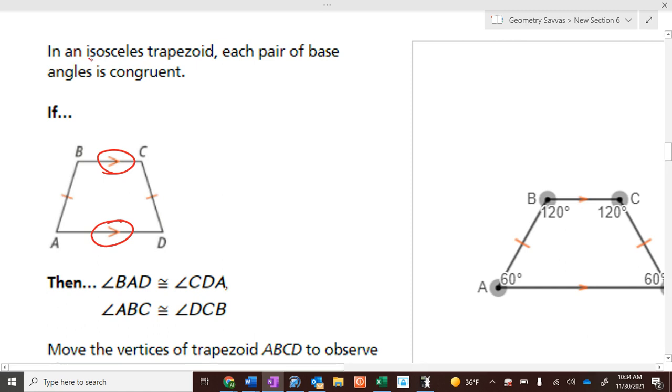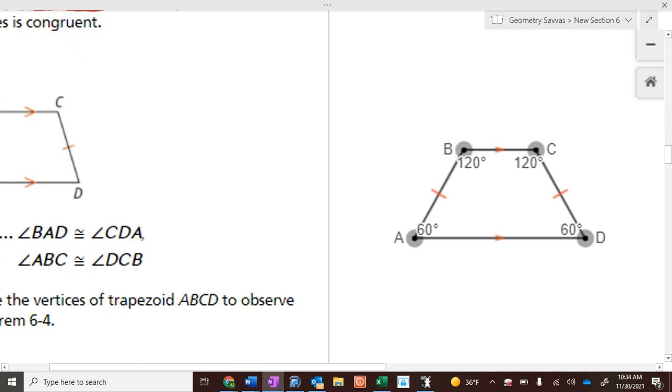Now, we're going to talk about a special type of trapezoid called an isosceles trapezoid, where the 2 legs, this is a leg and this is a leg, are congruent. The parallel sides in a trapezoid are called bases. The bases are parallel, but they are not congruent. Here, the legs are congruent.